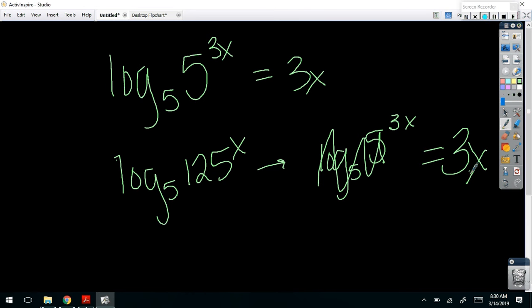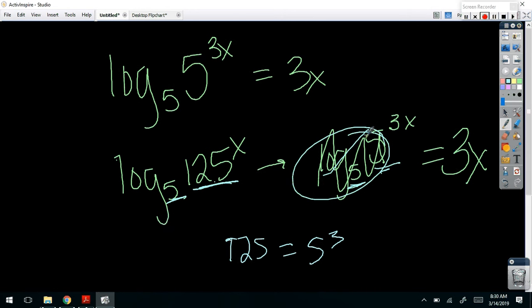I went a little bit fast through that one because we talked about it yesterday a little bit. Everybody good on that? Y'all sure? So, because I recognized 125 is a power of 5, I just rewrote 125 as 5 to the third, and then because the 5s are the same, all this goes away, and it just leaves you with 3x.